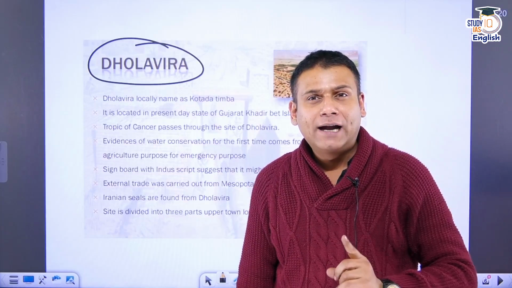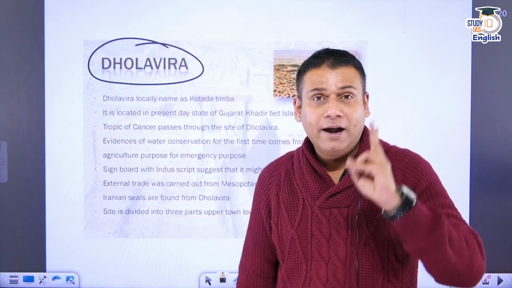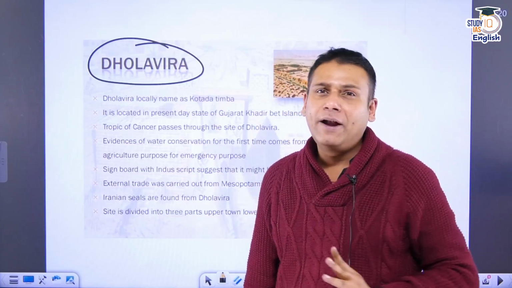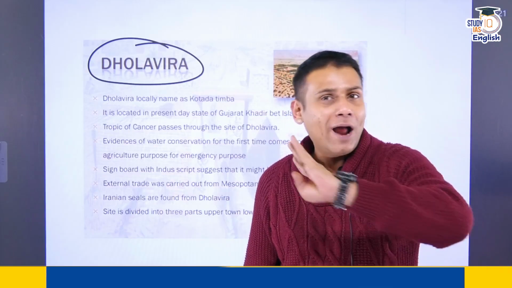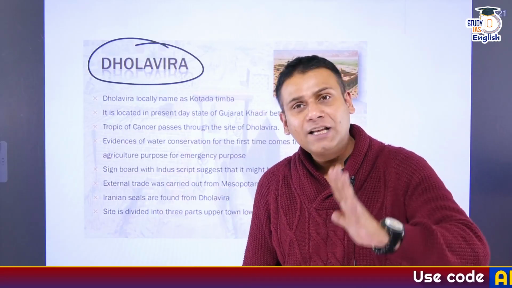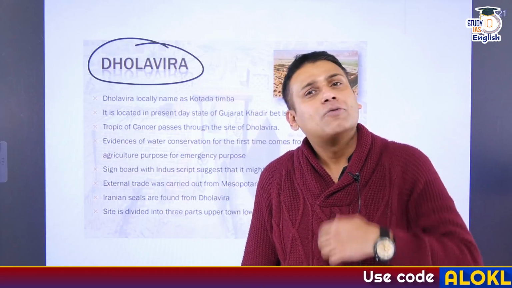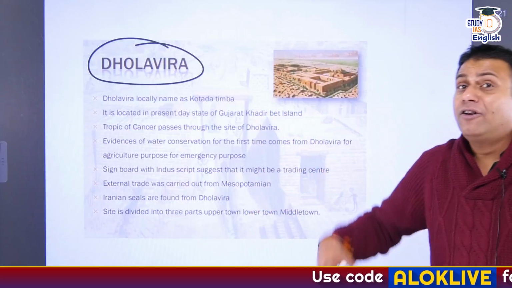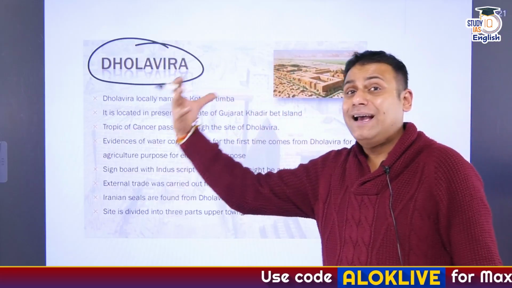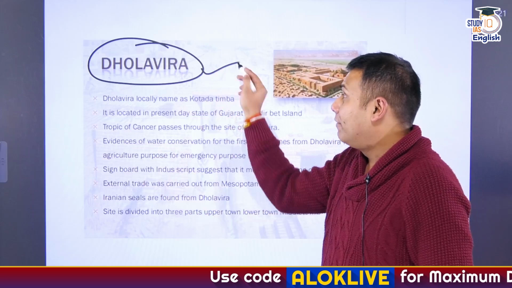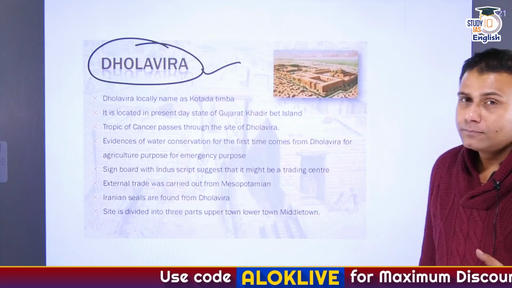Dholavira had trading contact. Surkotada had trading contacts. Lothal had trading contacts. Rangpur had trading contacts. Desalpur had trading contacts. So the majority of the sites located in Gujarat had trading contacts with the other civilizations. So Dholavira. Now let's understand.